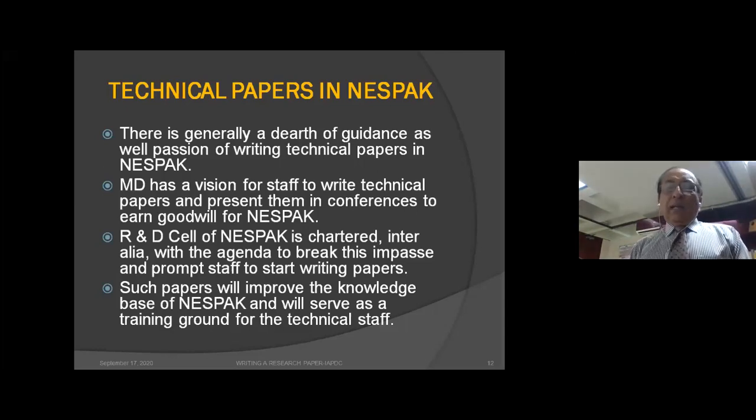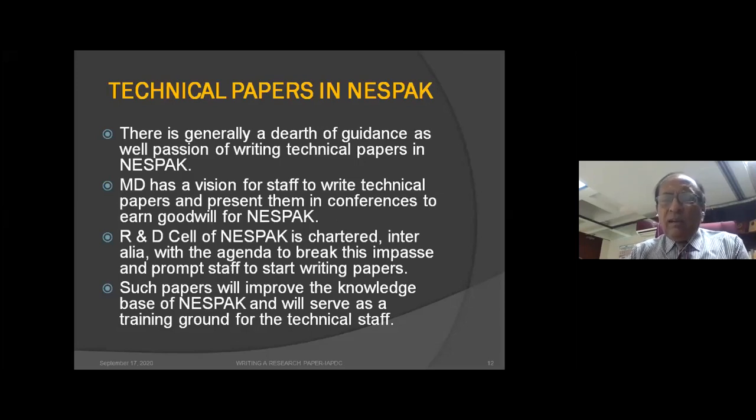So the MD very clearly and very vividly has been telling me, because I am heading R&D of Nespak, that technical paper writing should be encouraged, and their presentation in the conferences, to earn goodwill for Nespak, and automatically for the individual he will get his dividend too. So let's think on this line, that this is good for your organization, which is our bread and butter, which provides us salary, which gives us so many benefits, and our families run. So why not promote the respect of our organization, our company? This is our greater benefit.